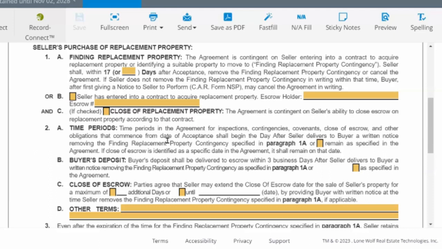So having a seller have an SPRP, a purchase of replacement property contingency, is risky to your buyer, and your buyer needs to understand that they could potentially lose their inspection money if that scenario happens, right? But again, the risk on the other side of that is if they don't allow them to have this replacement property contingency, then their offer is probably not going to be accepted.